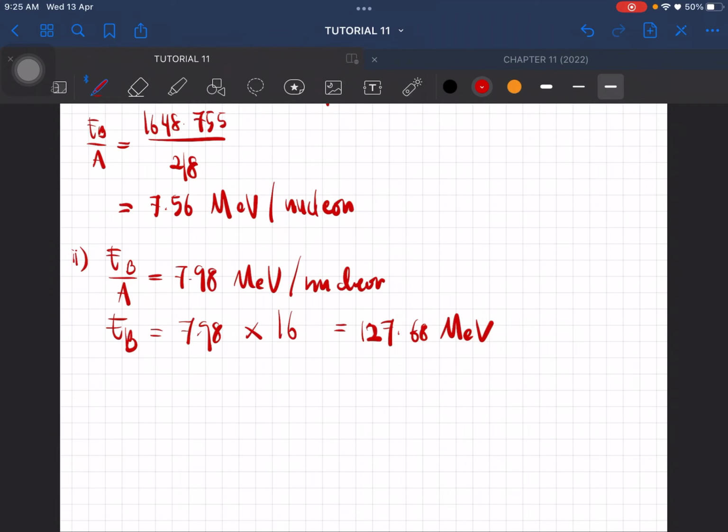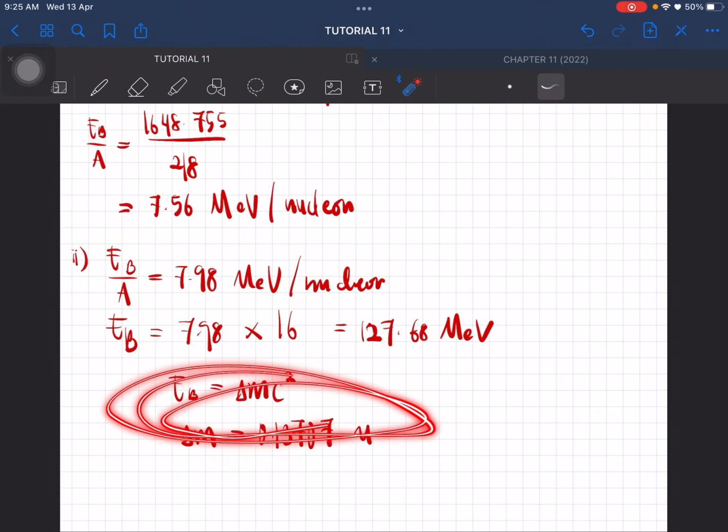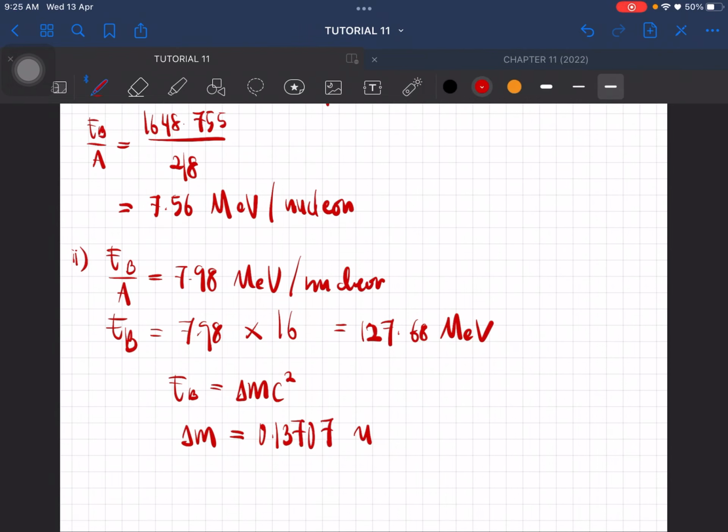So after getting the binding energy, we can then use the binding energy equation to find the mass defect. Why do we need the mass defect? It's because we are looking for the mass of the nucleus. So this is going to be equal to 0.13707 atomic mass unit. Okay, I've directly converted the value into U. If you have any problem on this part, please let me know in Telegram.